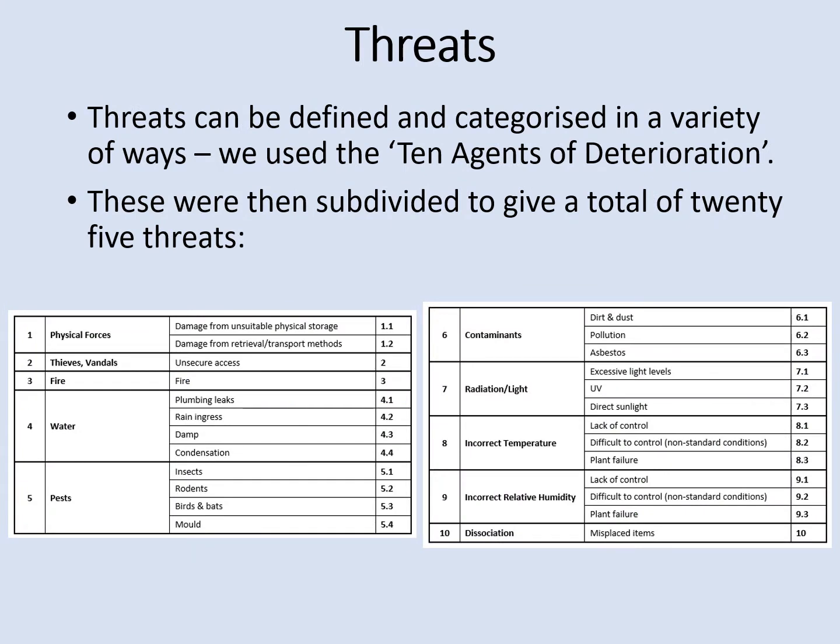To use this approach, the first thing that needs to be done is to identify the range of threats which will be considered. We started off by using the 10 Agents of Deterioration, as these are well known within the preventive conservation field, and we decided that we were going to look purely at collection storage issues within the library. However, we realised that the 10 agents taken as was didn't necessarily reflect the full scope and detail of the issues that we were facing, so we subdivided many of these threats, giving us a total of 25 individual threats, as is indicated in the table on this slide.